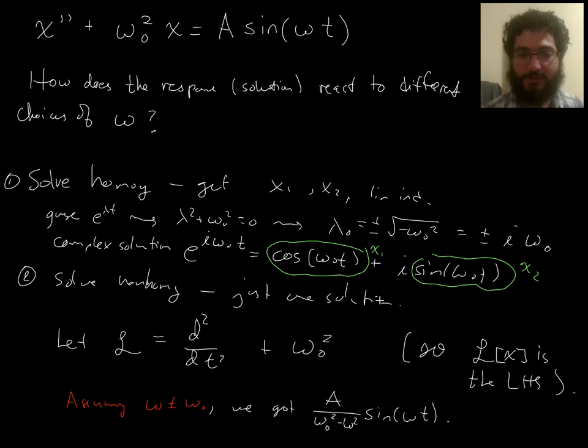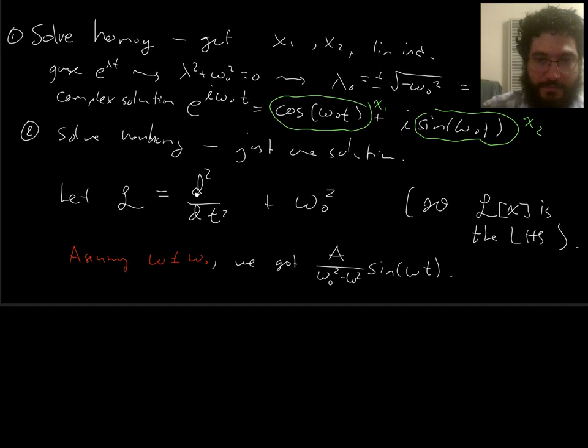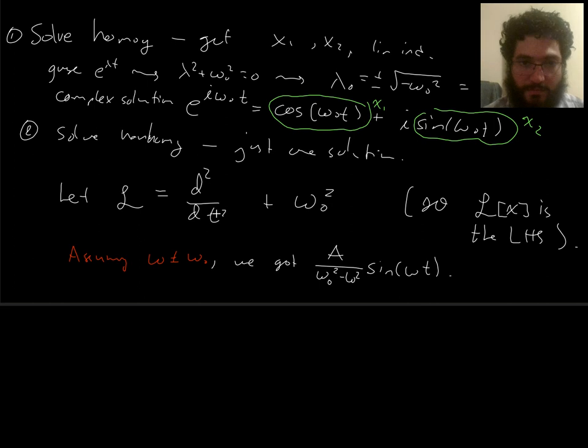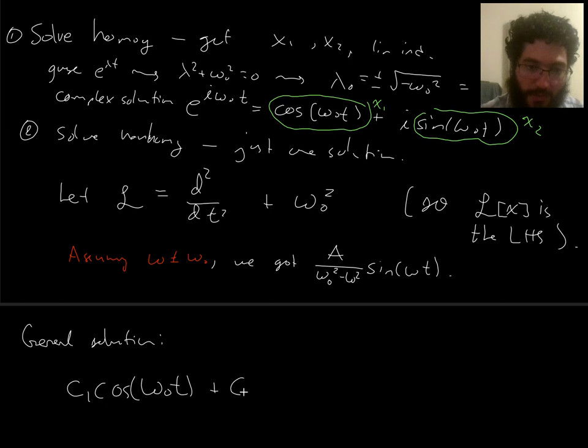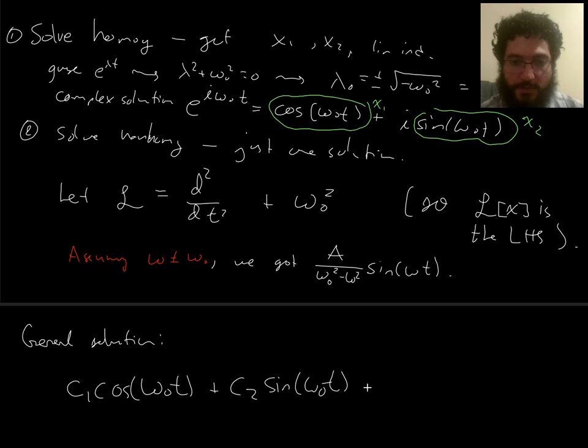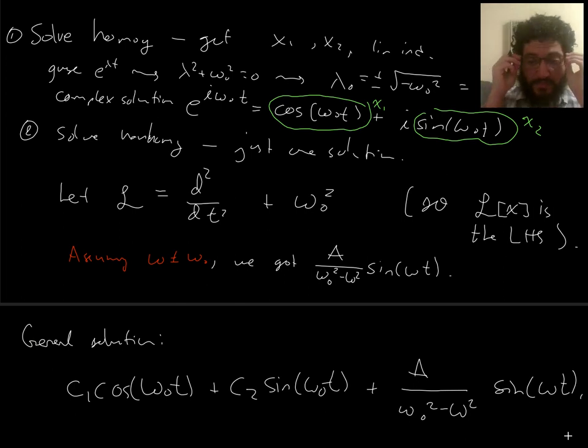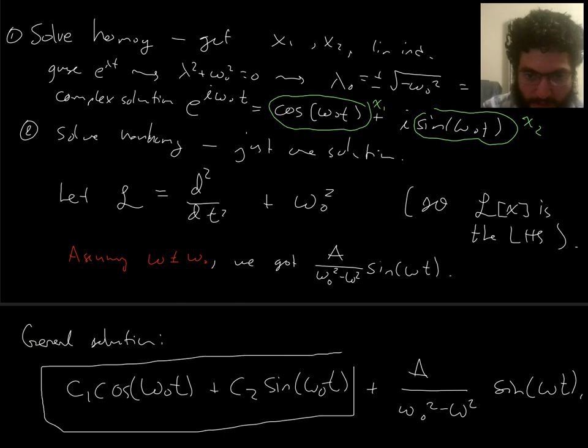Okay, and now we add them and we have our general solution. So let's add. So the general solution to the thing as a whole is C1 cosine omega naught t plus C2 sine omega naught t. That's the x1 and the x2, our fundamental solutions, plus our particular solution, A over omega naught squared minus omega squared sine omega t. Nice. Now, depending on your initial conditions, that's what will determine what this part is.